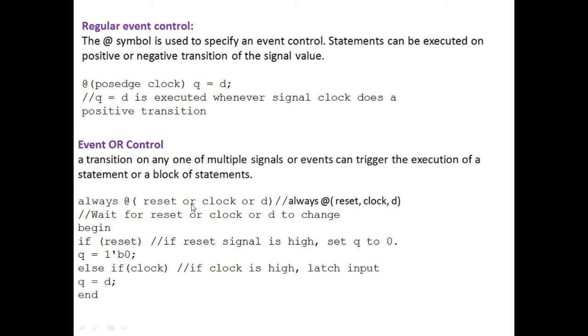Every time we need not use the word or here. Instead of or we can also use a comma, that is reset comma clock comma D. That means if any one of the transitions is happening among these three signals, execution of the statements can happen. If these three signals generate some event, the corresponding statements will be executed. So this is about event or control.